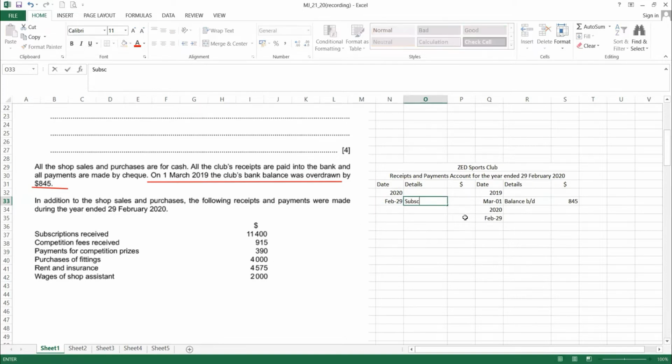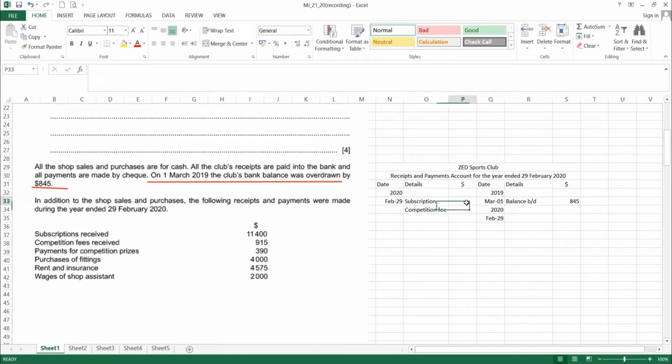So you can put subscription. No need to write receipt, just put subscription. Competition fee. Because we understood that when we come to the debit, it is a receipt. 11400 and then 915. Payment for competition prize 39. That means we have to pay in here, which is competition prize.